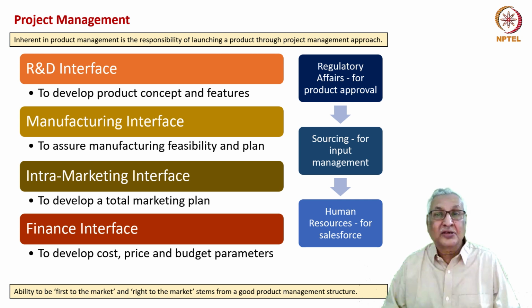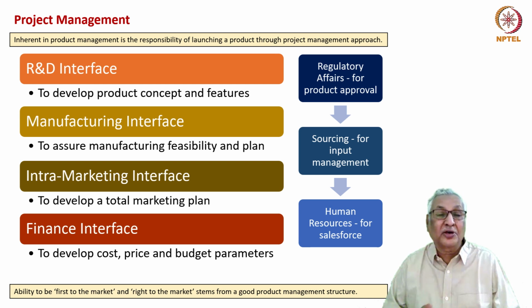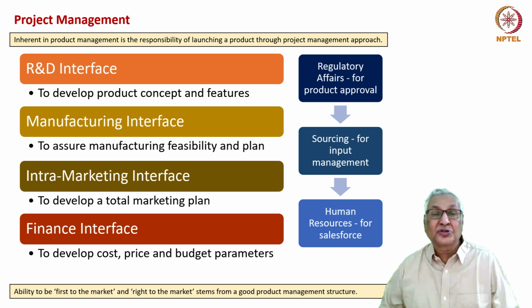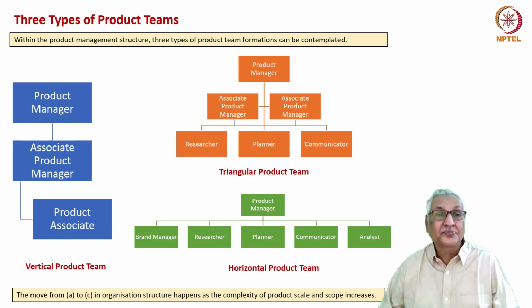Ability to be first in the market and right to the market stems from a good product management structure. This product management structure, which has been perfected by the pharmaceutical firms, can be used in all FMCG firms where strong customer connectivity is required. And the so-called group product management works very well when you think of product managers for each category of products. For example, soaps, shampoos, oils, that is coconut oils or hair oils, grooming products, and so on. So having divisionalization of product management is a very good step to ensure product management works effectively.